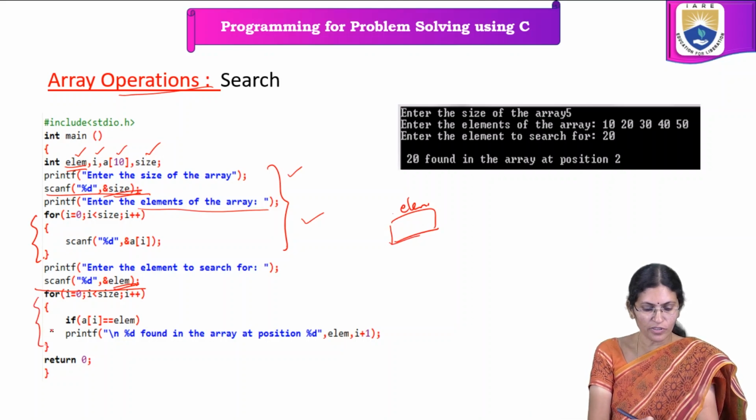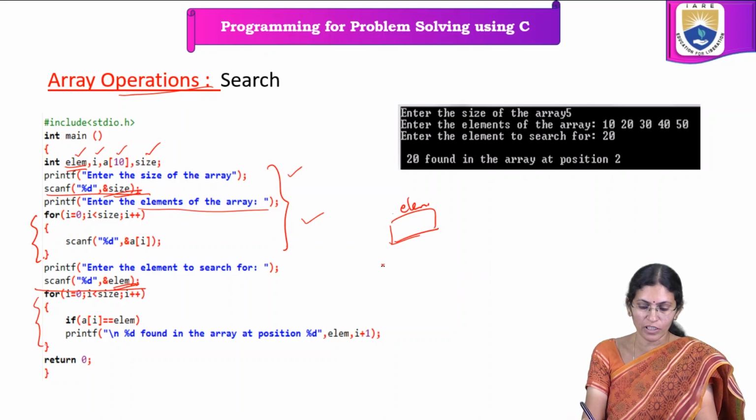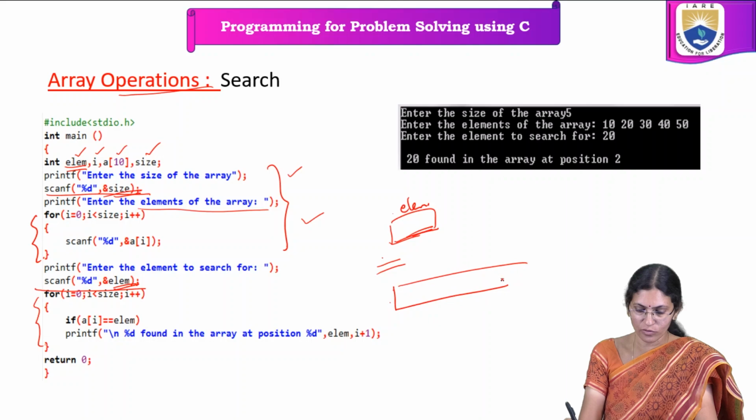Next, in order to search, what we have to do is loop through and check each of the array elements, using the equality operator, to check whether this element is equal to each of the array elements. Suppose we have an array A, so A of 0, A of 1, A of 2, and so on, A of 3.